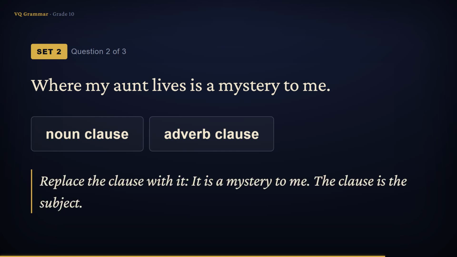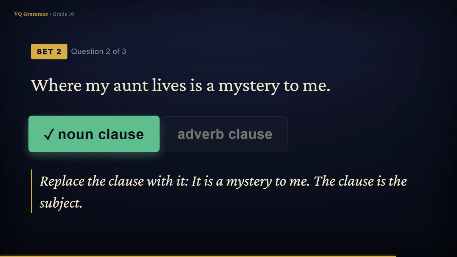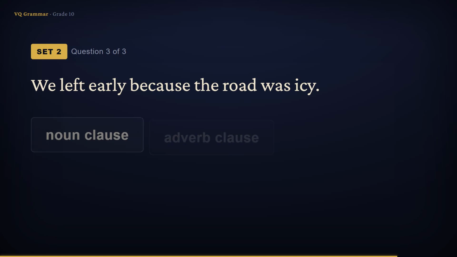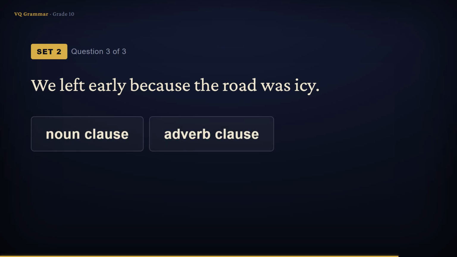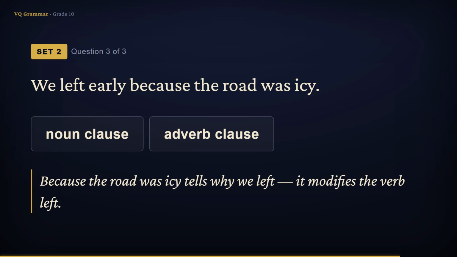Where my aunt lives is a mystery to me. Same opening words as before, but watch the job change. Run the test. It is a mystery to me. That works beautifully. The clause is not modifying anything. It is the subject of the sentence. So this one is a noun clause.